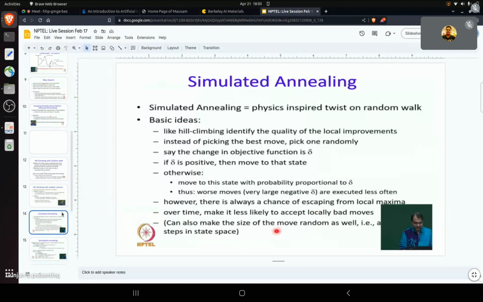It says, like, identify the quality of the local improvements. Instead of picking the best move, pick one randomly. Say the change in objective function is delta. If delta is positive, then move to that state. Otherwise, move to this state with probability proportional to delta. Thus, worse moves are expected less often. However, there is always a chance of escaping from local maxima.